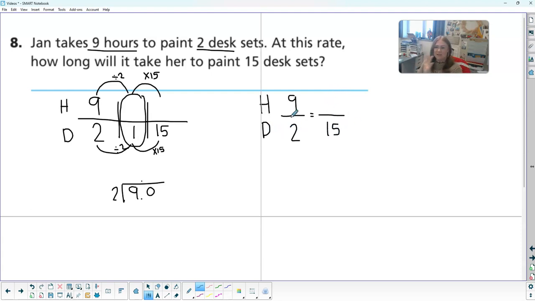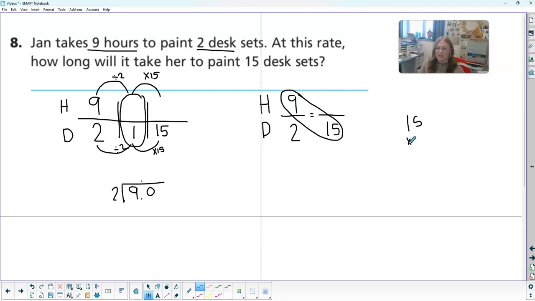I can see the desks are lined up. The desks, if she paints 2, now she wants to paint 15. So we're looking for this piece here. So we're going to cross what we have. I can't cross this way because I don't know this one. So I'm doing 9 times 15.